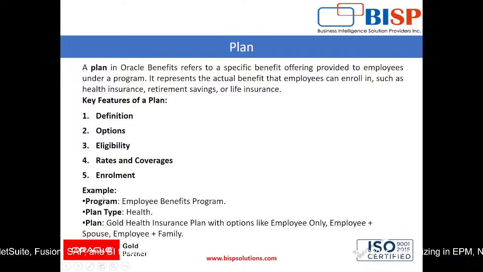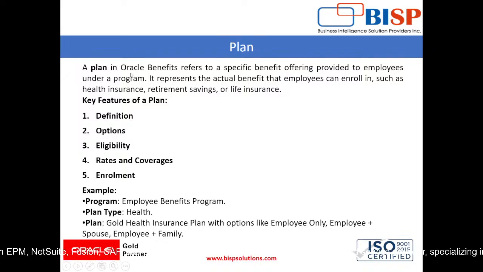Below this you can see an example. Sorry, we are having a program which is the employee benefit program, and then we are having a plan type which is health, under which we are going to create plans, which is the gold health insurance plan with options like employee only, employee plus spouse, or employee plus family.